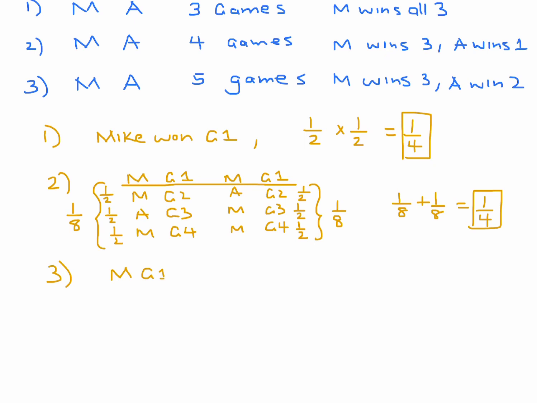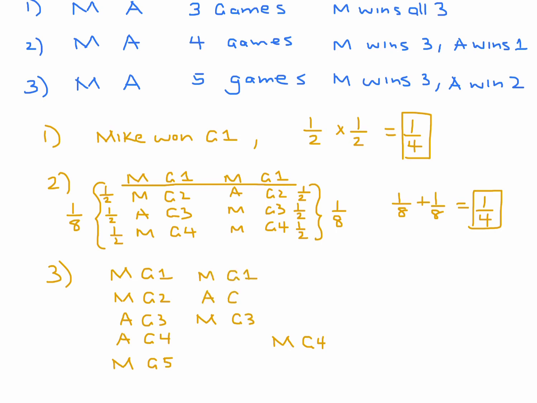Mike always wins game 1, and then Mike also will win game 5 because the whole entire tournament, whatever you want to call it, ends when Mike wins his 3rd game. So he can either win the 2nd game, the 3rd game, or the 4th game. And then Elaine would win the other games in between.